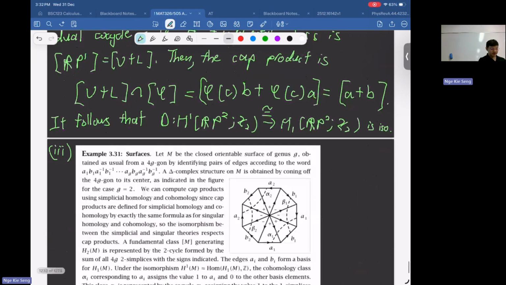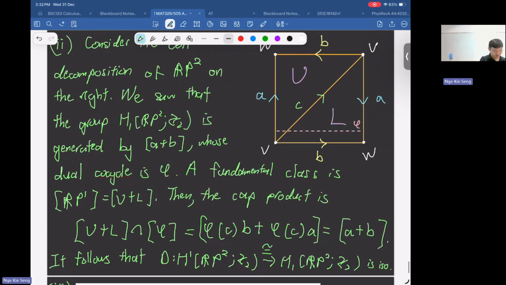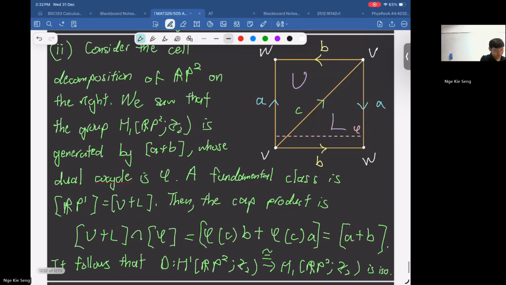Then you can see other examples. For example, this one here. What's this map? This one is an identity map, because for H1, I think there's only one element inside there. You send the U plus L cocycle to A plus B cycle. In this case, it's an isomorphism, it's an identity map.